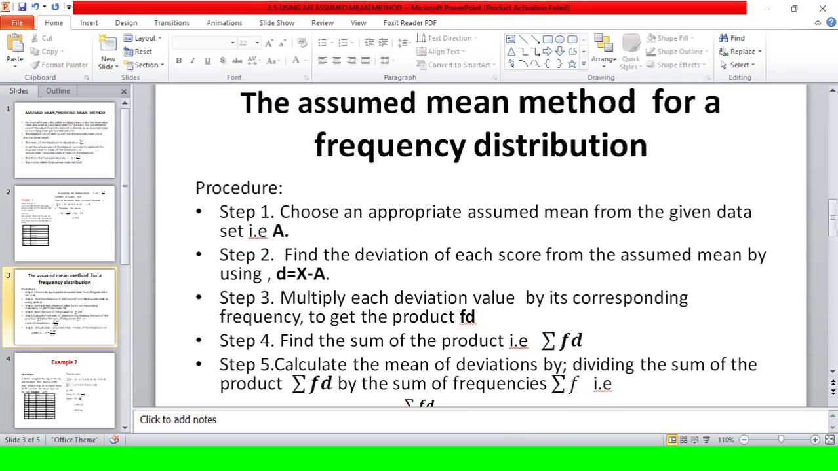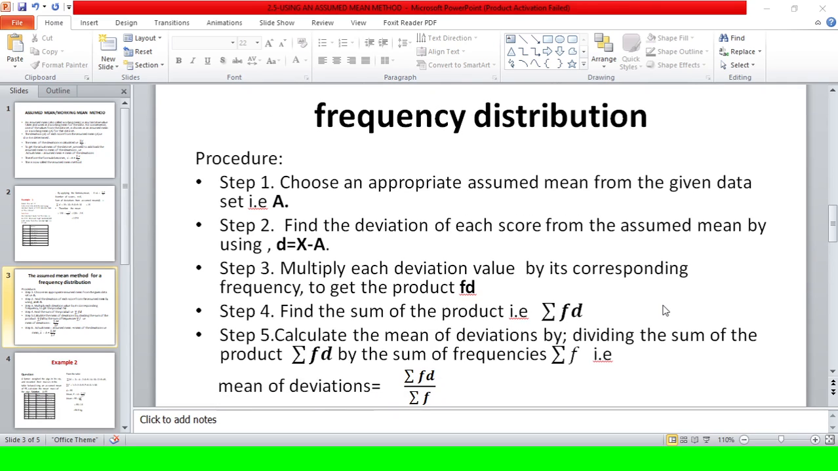Step 3, multiply each deviation value by its corresponding frequency to get the product fd. So we need to get the product fd for each value, for each row. Step 4, find the sum of the products, that is sigma fd. We need to add all those values in the fd column.